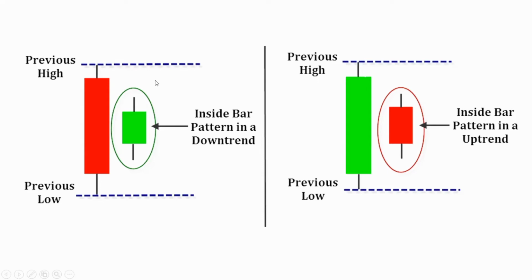If you see it at the top, it means you have to look for a sell. If you see it at the bottom, it means you have to look for what? A buy. The harami candlestick is a reversal candlestick pattern. Let's move on to the chart so that we'll see what I mean by that.